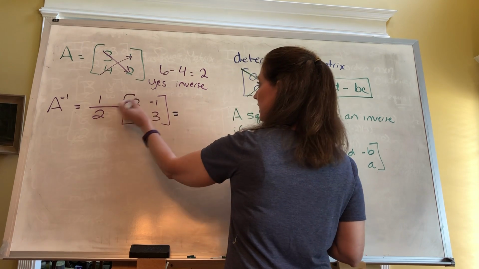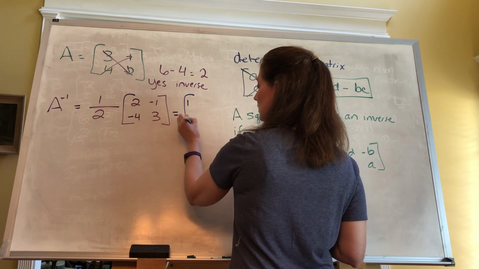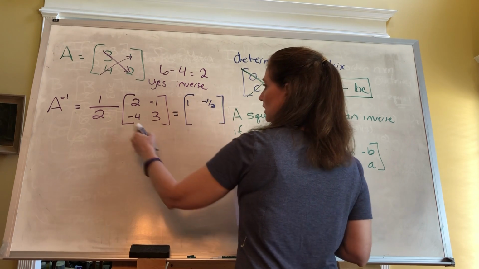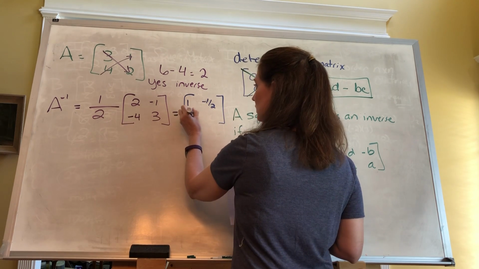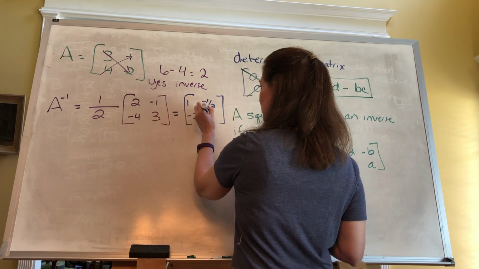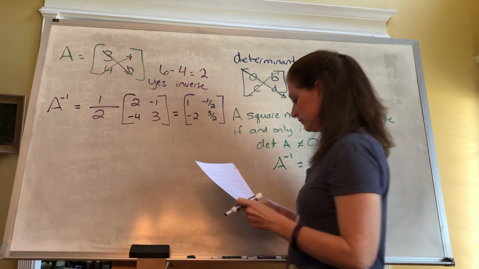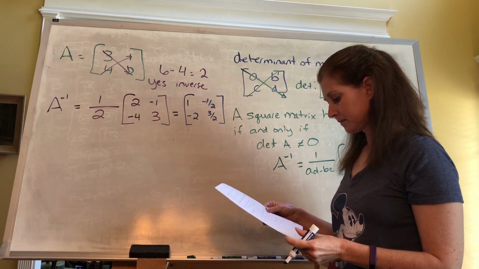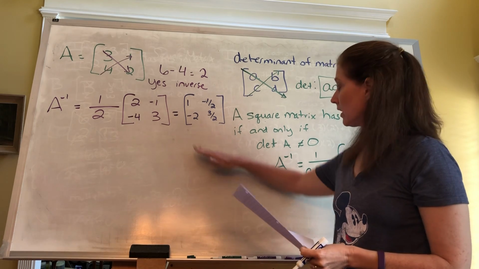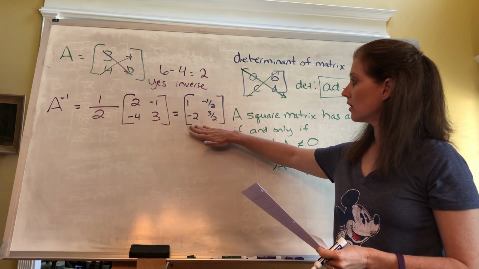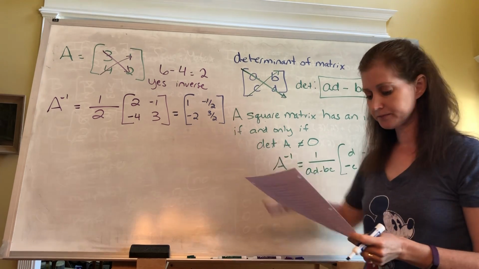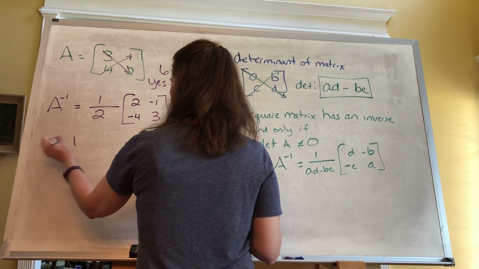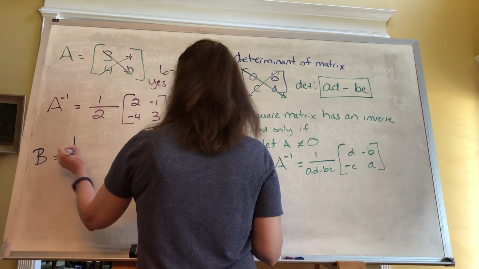And so 1/2 times 2 is 1. 1/2 times negative 1 is negative 1/2. 1/2 times negative 4 is negative 2. And then 3/2. Okay, so that is our inverse matrix. Now a bigger one, matrix B.